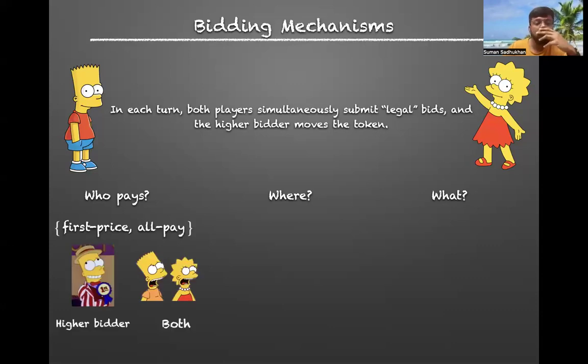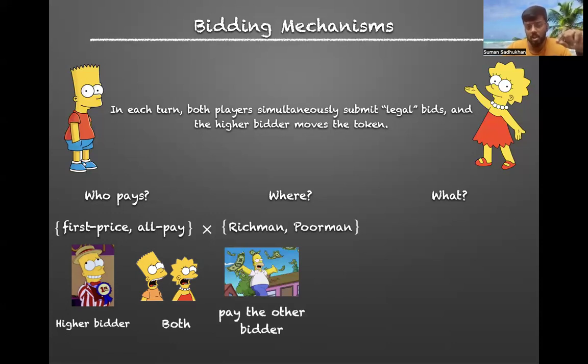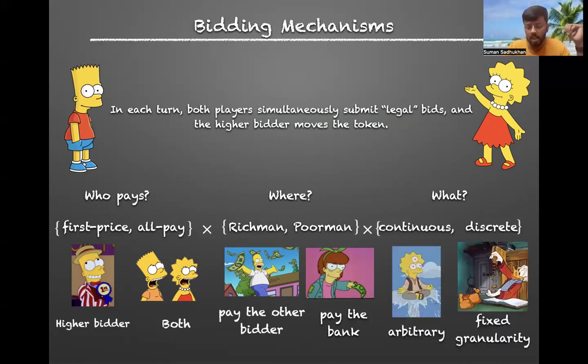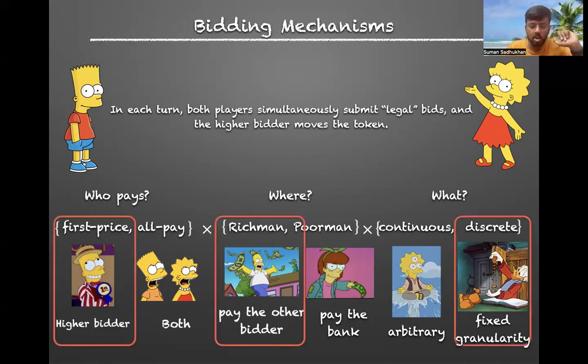For example, in the first-price version of the bidding games, the higher bidder pays. In all-pay, both of them have to pay. In Richman bidding, the higher bidder pays to the other bidder. In poorman bidding, there is a bank where whoever needs to pay has to pay. And bids can be continuous or discrete. Continuous means the bids can be arbitrarily small, and discrete bidding looks like coins, so it has a fixed granularity.